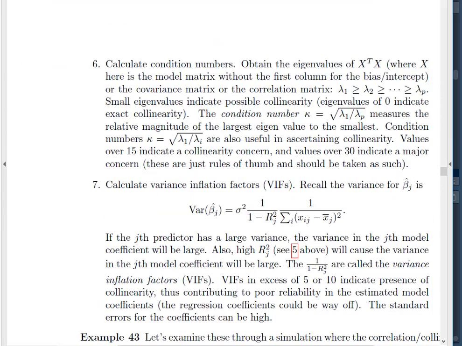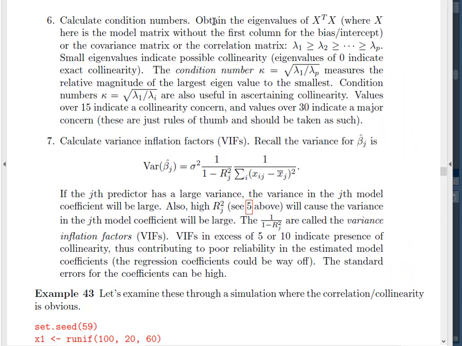Number 6, calculate condition numbers. Okay, obtain the eigenvalues of X transpose X, where again, X is the model matrix except without the first column for the bias or intercept. Or perhaps even better, calculate the condition numbers for the covariance matrix or the correlation matrix and get the eigenvalues of that. I think a lot of times that's even the better approach. You want to center your data first. That's what you get when you look at the covariance matrix or the correlation matrix. Get the eigenvalues of those and rank them in order from highest to lowest.